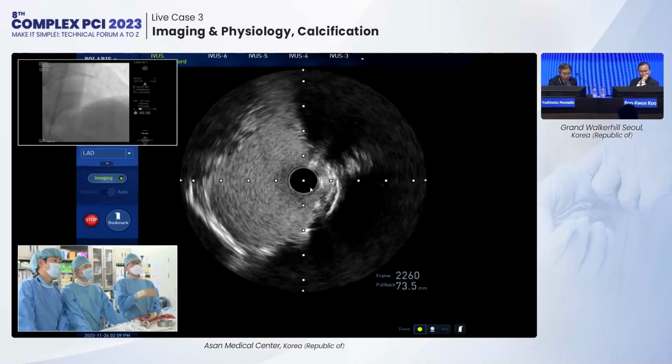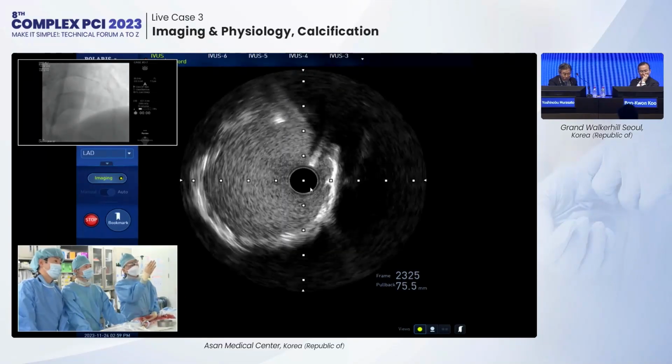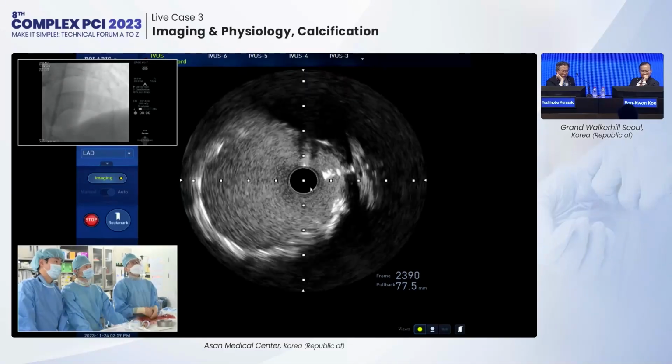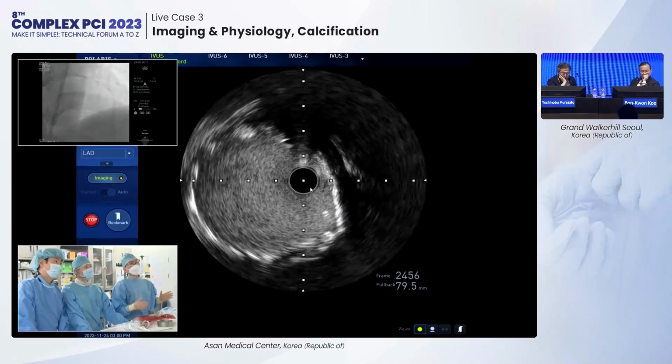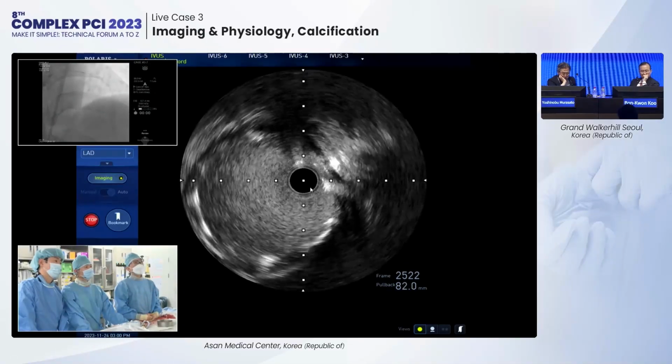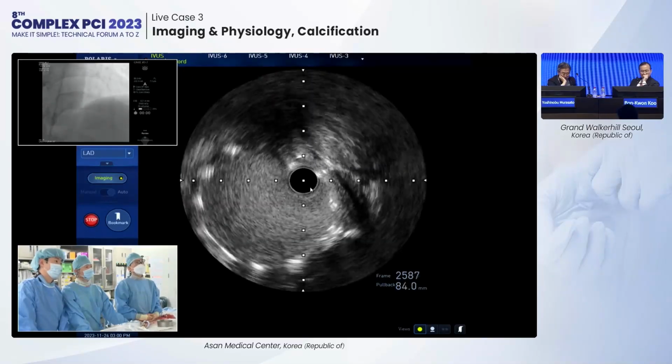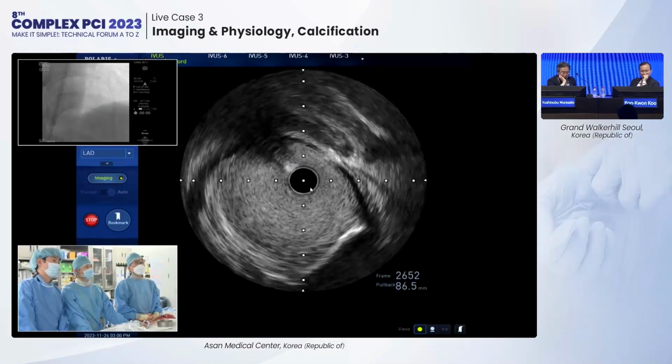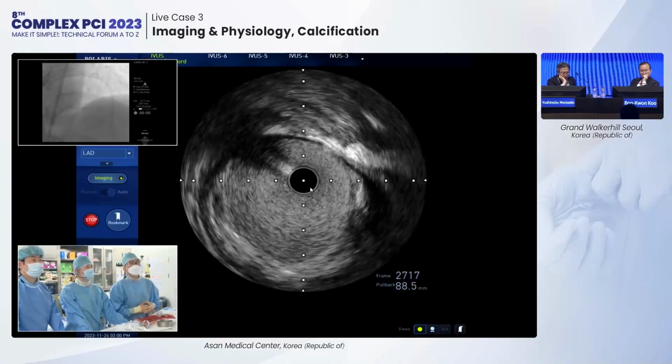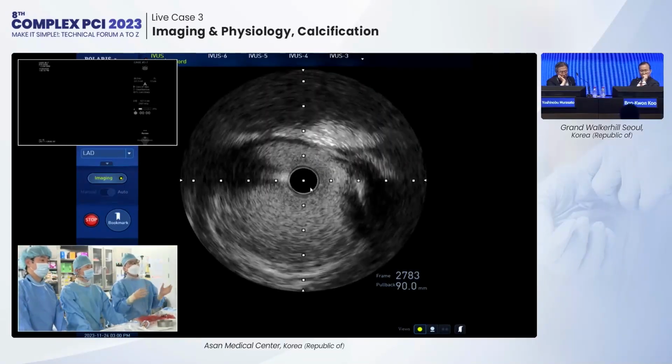And here, the ostium of the RI, the circumflex. And we cannot find nodules or debris. And here's the left main. How do you think about this result, Professor Hong? Excellent. Do we need more dilation or is it enough with this?